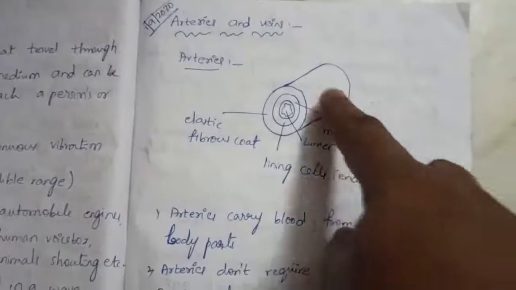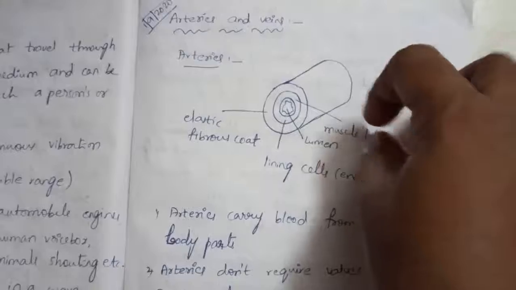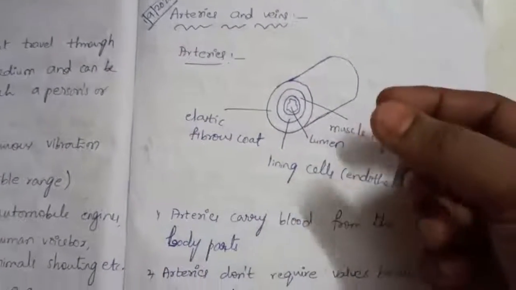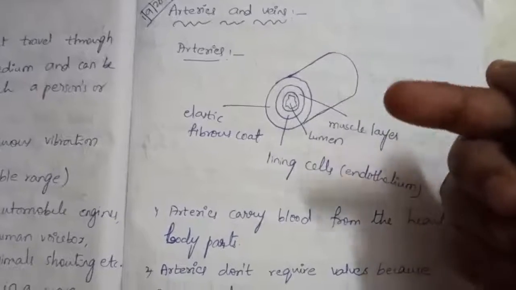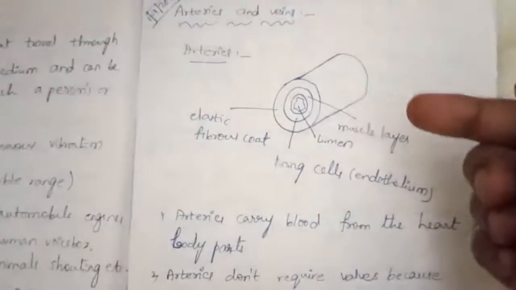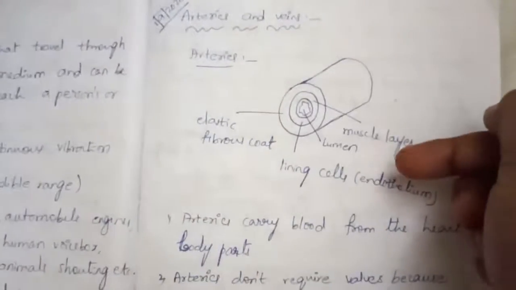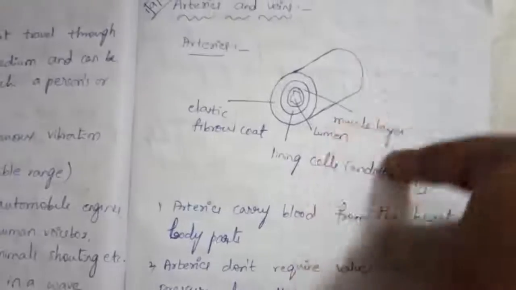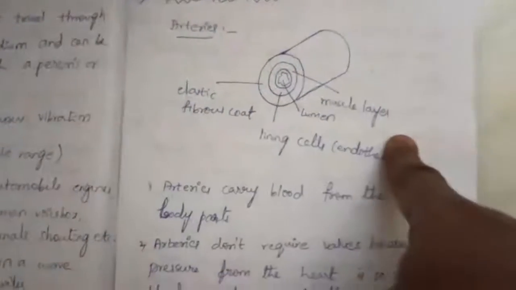So the muscle layer allows the diameter of the vessel to change, and the elastic fibrous coat gives flexibility according to the expansion. According to the blood flow, it will expand and again relax. The muscle layer gives support and also expands the diameter according to the blood flow. These two layers, I think you got.